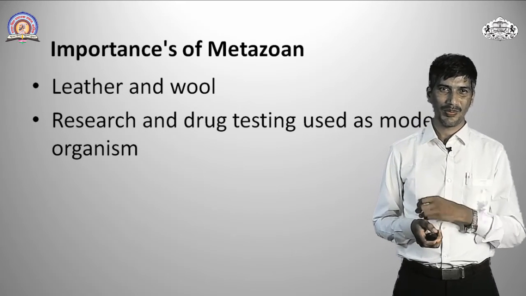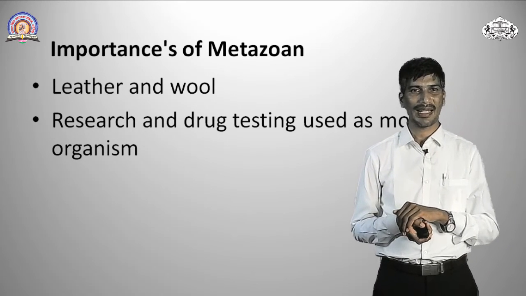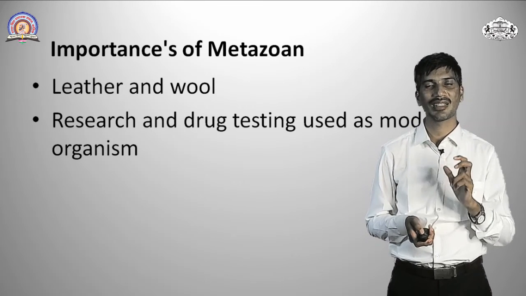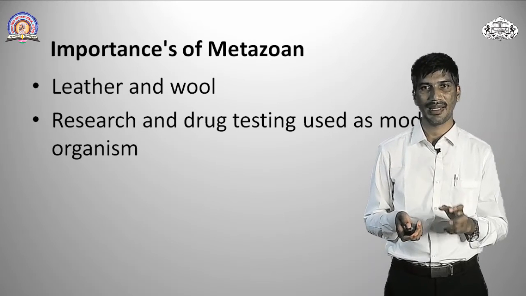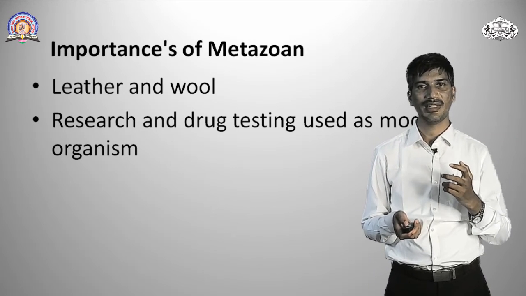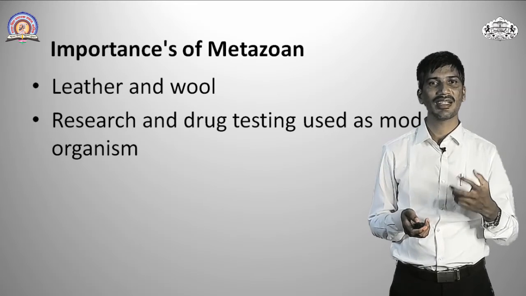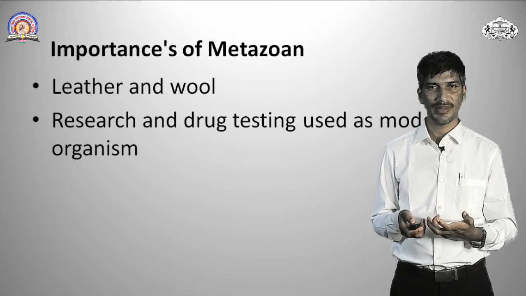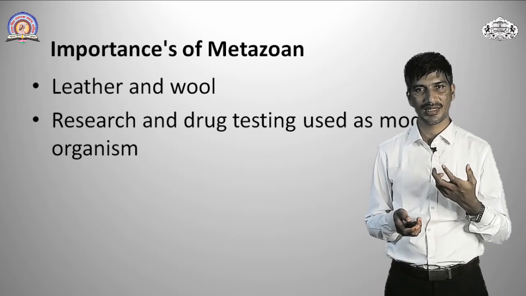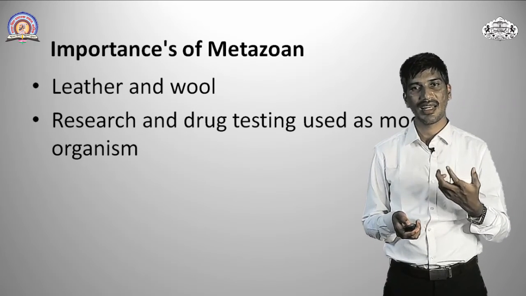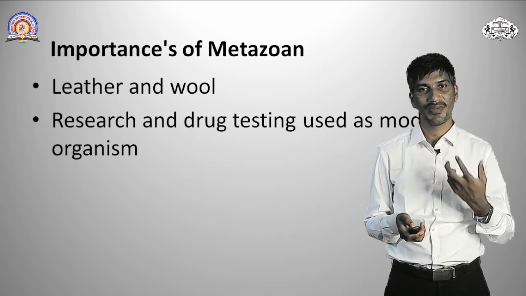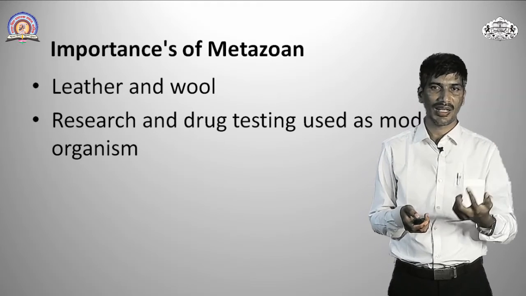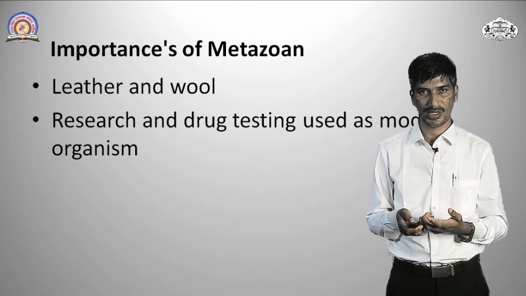The last importance is research and drug testing using model organisms. These are different organisms, for example mice, Drosophila, and zebrafish. These different metazoan animals are used as research models to develop scientific knowledge, and as a health mechanism or for wet lab processes, these metazoan animals are used as model organisms.